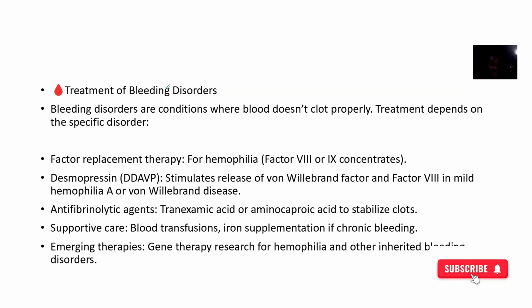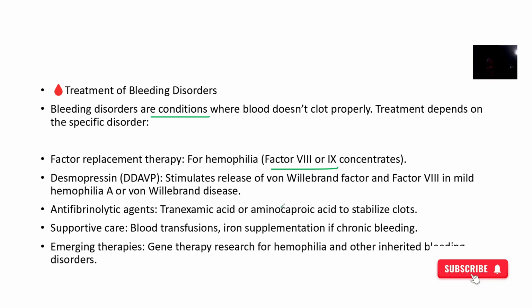So we have different types of bleeding disorders, and it's just a condition where blood is not clotting properly. So it depends on the specific disorder, so it depends on the causes. Blood could not be clotting well simply because clotting factors are missing. So if clotting factors are missing, you can easily replace the one that is missing. It could be factor 8, it could be factor 9.